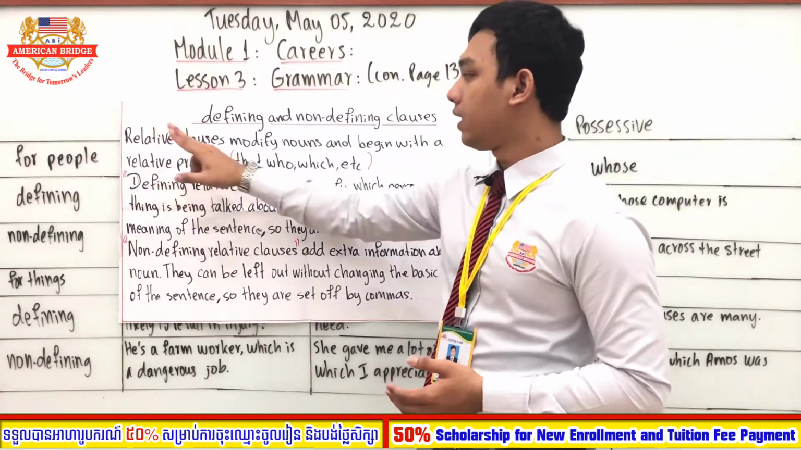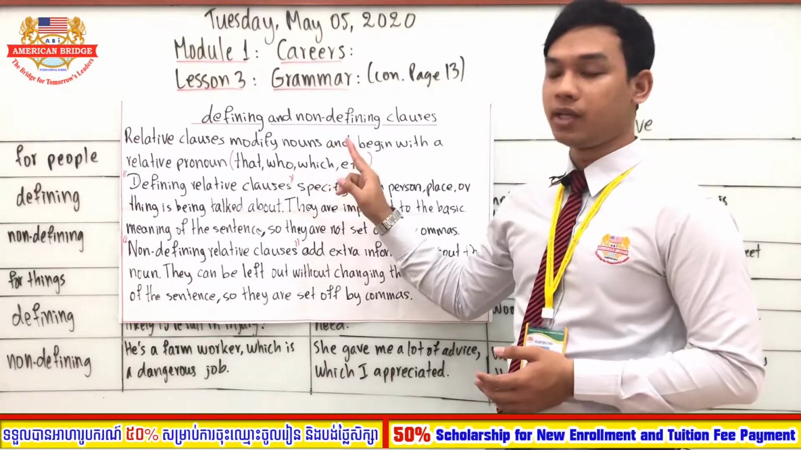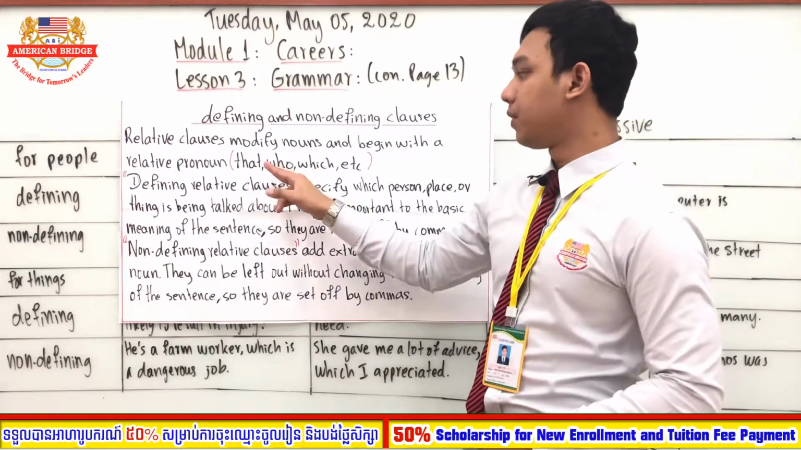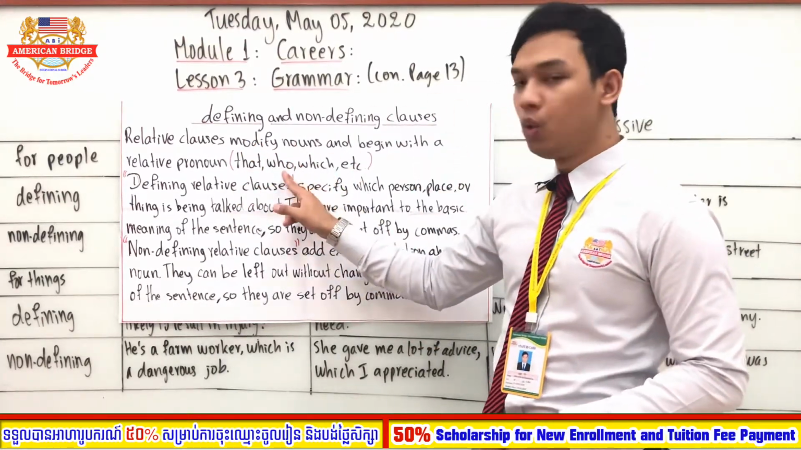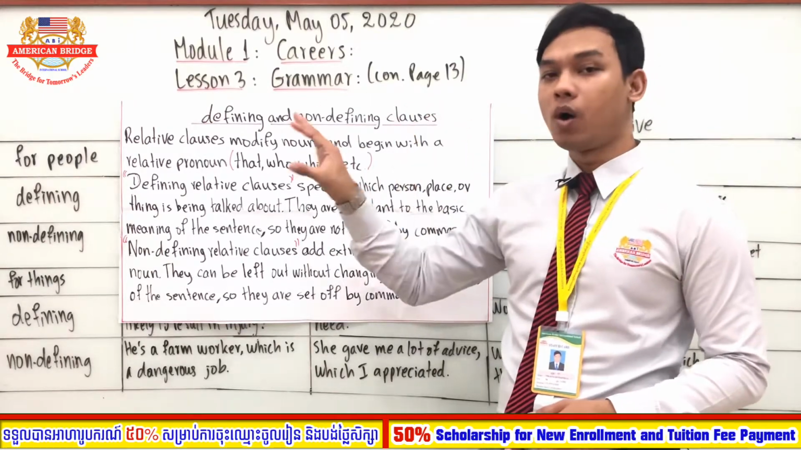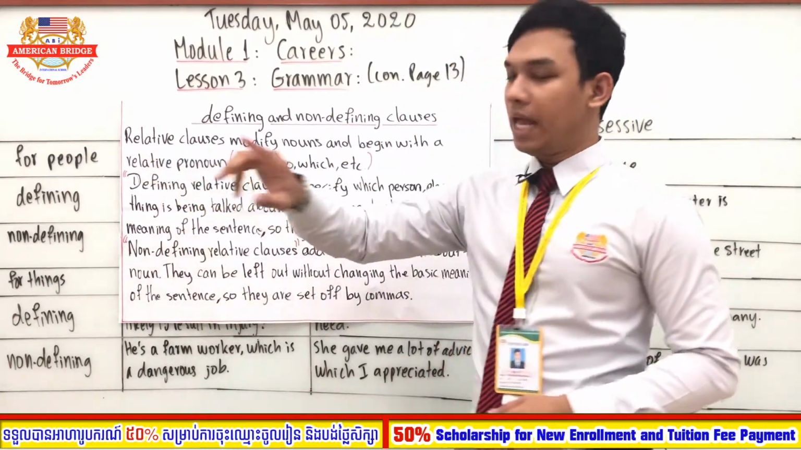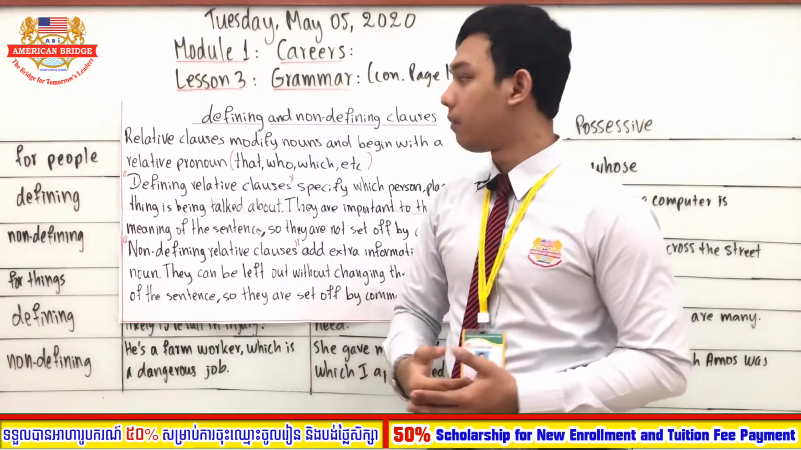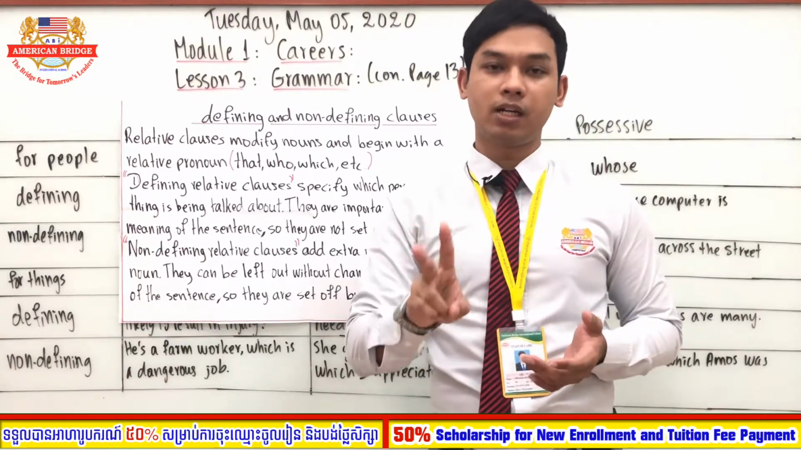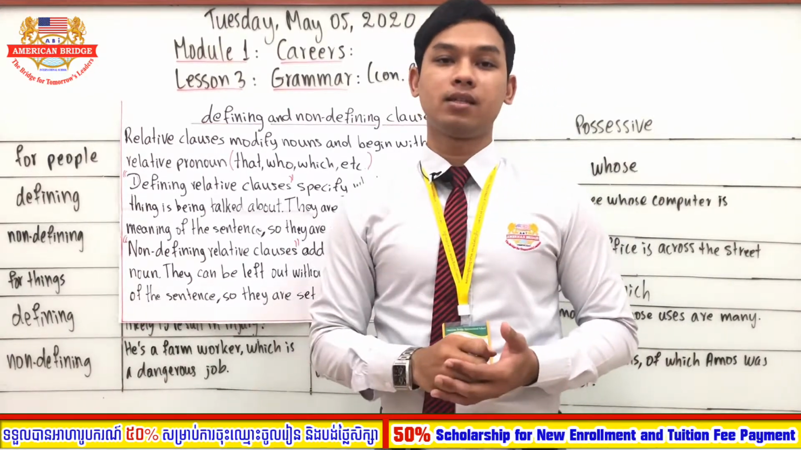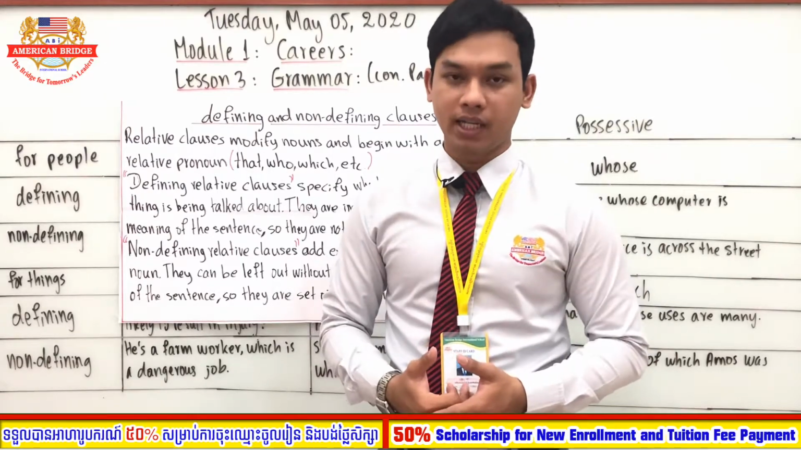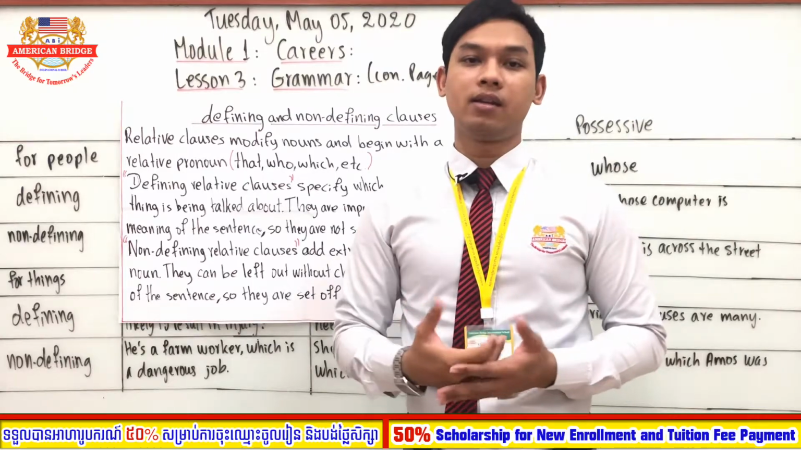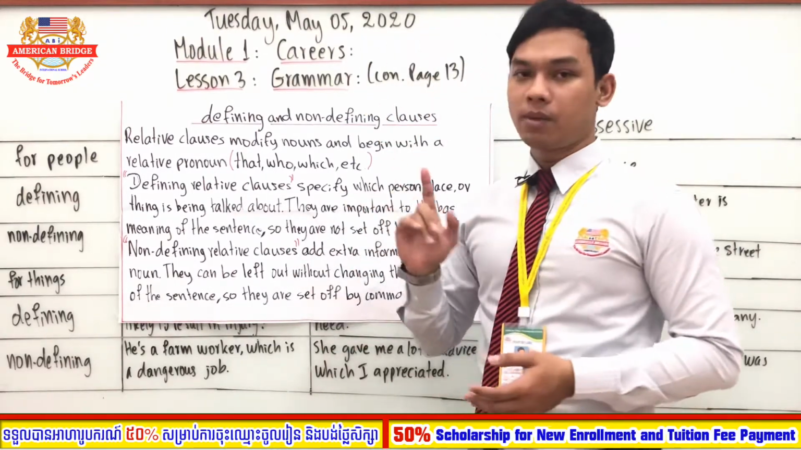Relative clauses modify nouns and begin with a relative pronoun. For example, who, which, etc. There are more, right? And as I told you in the previous video about relative clauses, there are two kinds: the first one is defining and the other one is non-defining. So let's see the difference between defining relative clauses and non-defining relative clauses. Let's go one by one together, everyone.